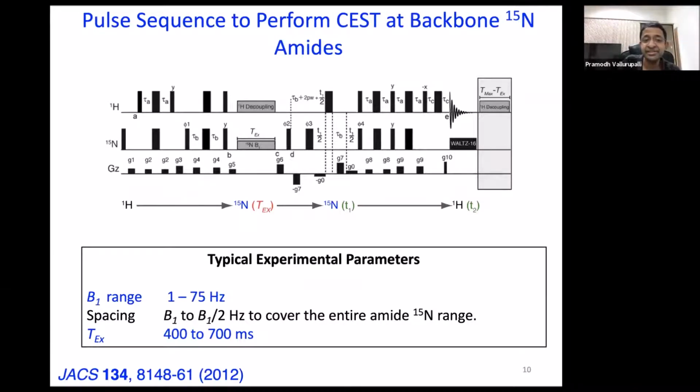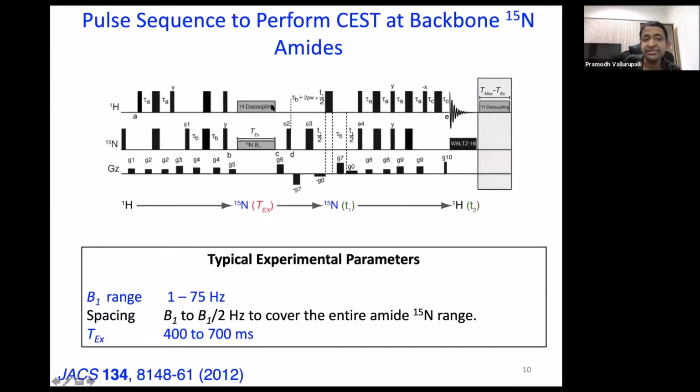And so this is basically a 15N T1 experiment with a CEST period put in here. And followed by, so basically we will get an HSQC spectrum where the intensities of the peaks will depend on the offset at which the 15N B1 field is applied.